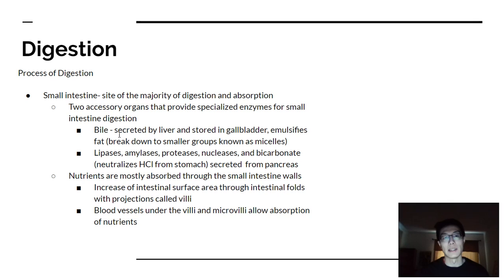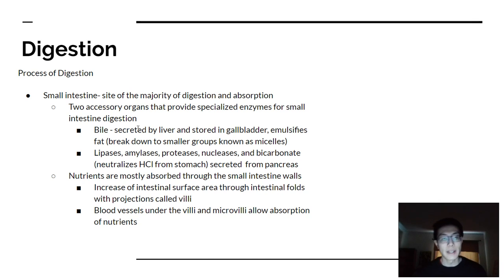The bile, which is released, acts as an emulsifier of fat. So it breaks fat globules down into smaller droplets. You're breaking down big fat globules into smaller fat globs, and that can help out with digestion. We then also have lipases, amylases, proteases, nucleases, and other different types of enzymes that are released by the second accessory organ, which is really important, and that's the pancreas. So the pancreas releases all these different types of enzymes to basically help break down the peptides into smaller units.